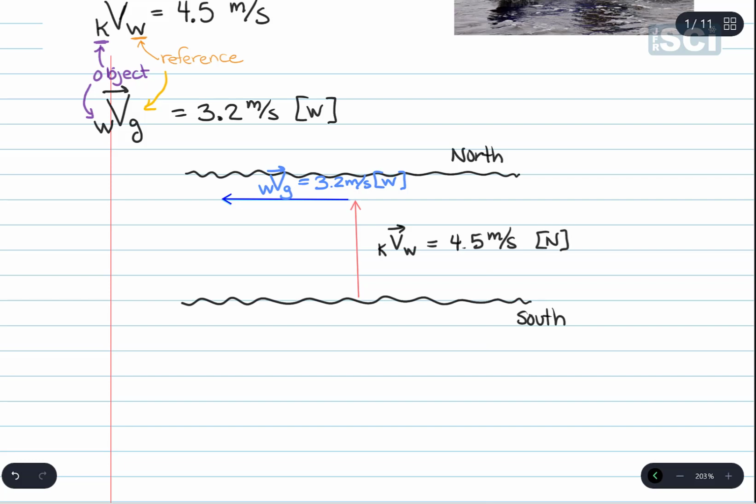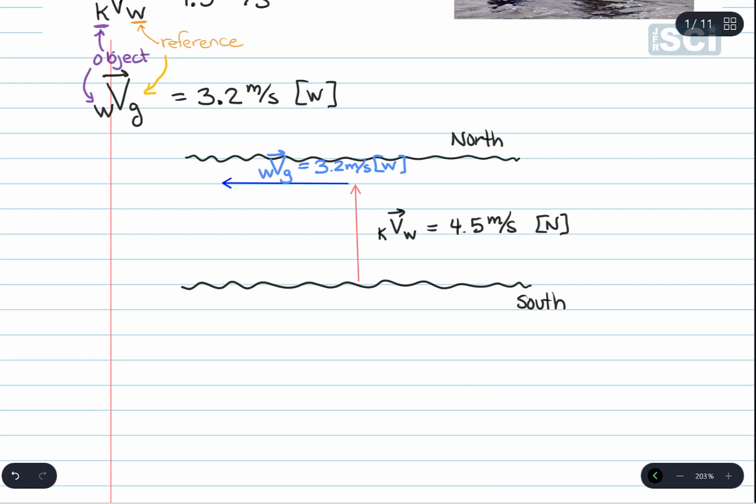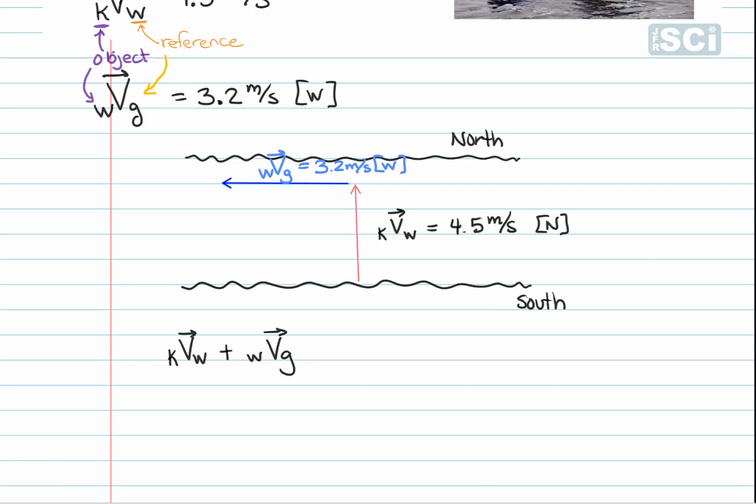Now, when I take these two vectors, let's think about what we're writing here. If I take the red vector there, kayaker relative to the water, and add it to the blue vector, the water relative to the ground, what do I end up getting? Well, the reference point of the first vector becomes the object of the second vector. So I have these two both on the inside. And so when we set up our problems, we want the reference of the first vector to become the object of that second vector.